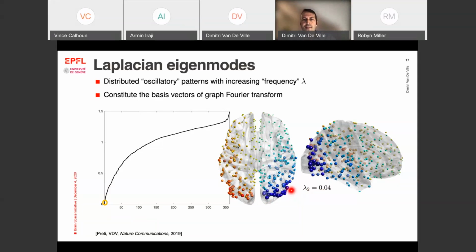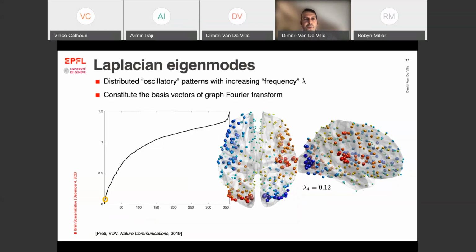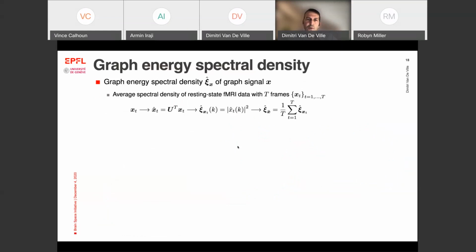You see that this basically characterizes the main geometry of the brain, which is splitting it into left and right hemisphere. We go to the next one, and we see we are now making an opposition, anterior versus posterior. Again, very geometric properties of the brain. And we can go on. Of course, we will get patterns that are increasingly oscillatory as the frequency increases. And those will be the basis vectors onto which we decompose our fMRI data.